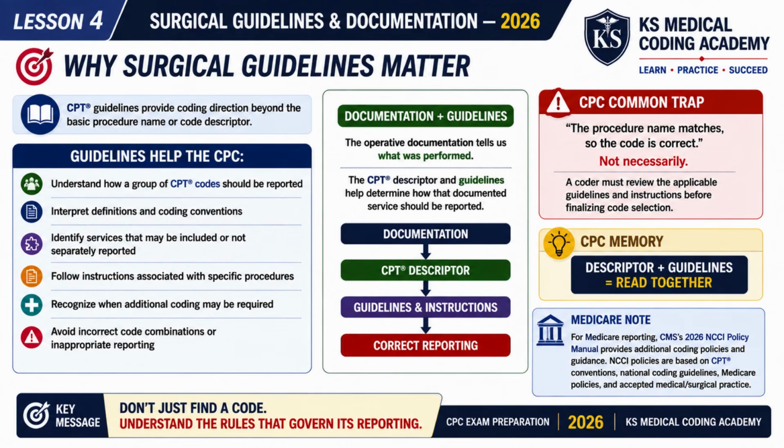Why do surgical guidelines matter? Because finding a procedure name or CPT code is not enough. CPT guidelines and instructions provide additional direction for correct reporting. The documentation tells us what was performed, while the captain descriptor and guidelines help determine how that service should be reported. A common CPC trap is thinking, the procedure name matches, so the code must be correct. Not necessarily. Always remember, documentation, then captain descriptor, then guidelines and instructions, then correct reporting. For Medicare, applicable CMS NCCI policies must also be considered. Your CPC memory is simple: descriptor plus guidelines equals read together.